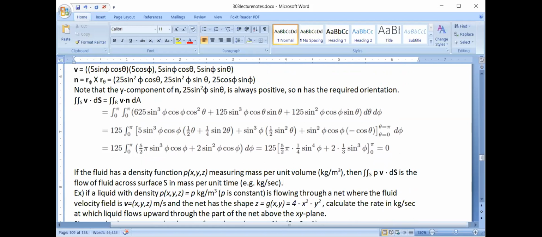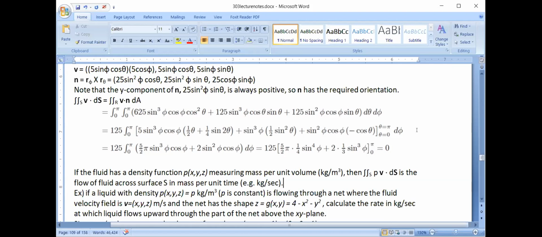So if a liquid with density p kilograms per cubic meter, so we'll just take p to be a constant, is flowing through a net where the fluid velocity field is v, which is x comma y comma z. There's your velocity field, and the shape of the net is z equals 4 minus x squared minus y squared. Calculate the rate in kilograms per second at which liquid flows upward through the part of the net above the, excuse me, above the XY plane. So there's the question.